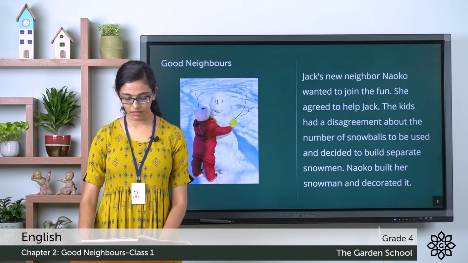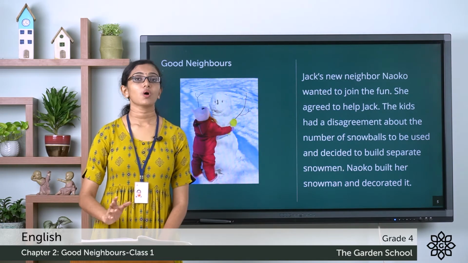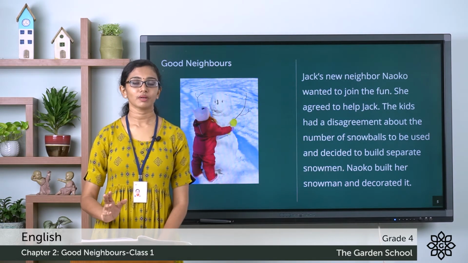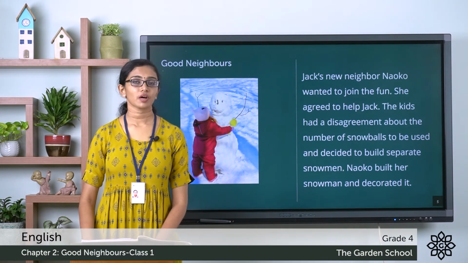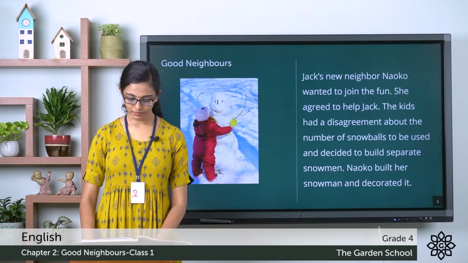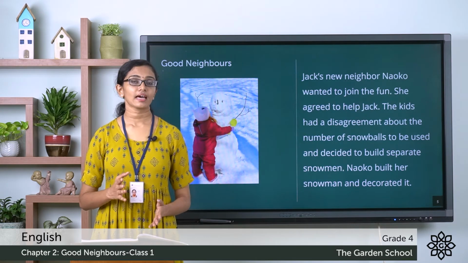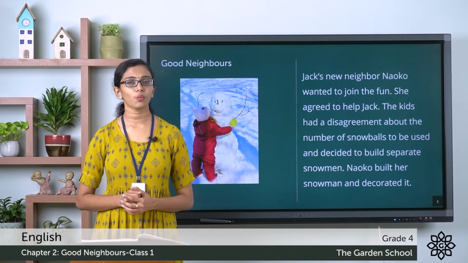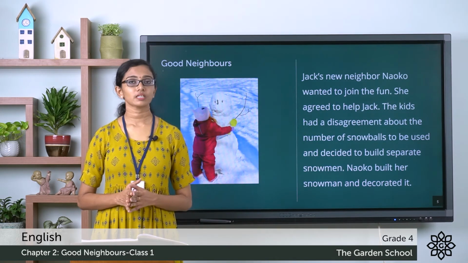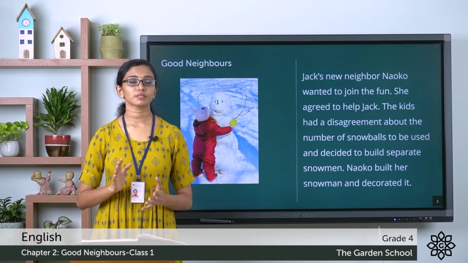Naoko's mother helped her put on her winter clothes and promised to watch her from the window. So Naoko wore all her winter clothes with her mother's help, and her mother promised her that she will watch Naoko through the window. "You can play until your father comes home," her mother said. So Jack's father and Naoko's father might have gone for some work. So their mothers told them that they can play till their father comes back home.